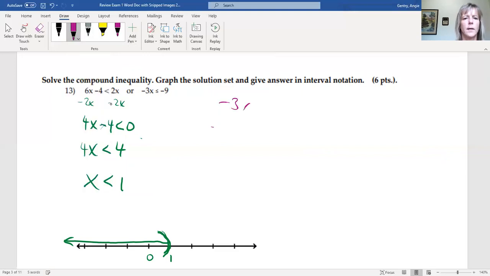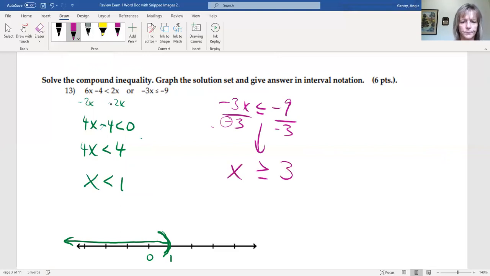So negative 3x less than or equal to negative 9, divide by negative 3, divide by negative 3. And if you're dividing by a negative, what do you do? Oh, wait, you flip your symbol. So x is greater than or equal to 3. So it gets the bracket, right? Because greater than or equal means bracket.